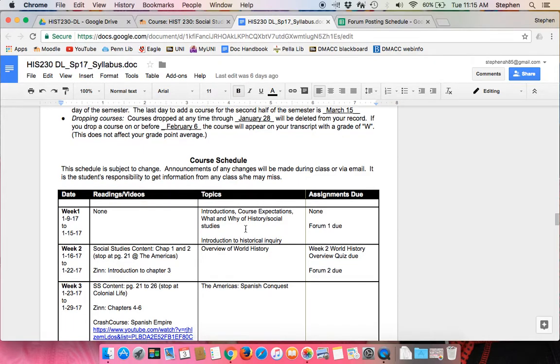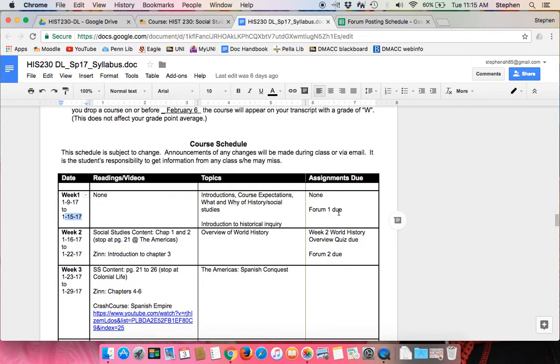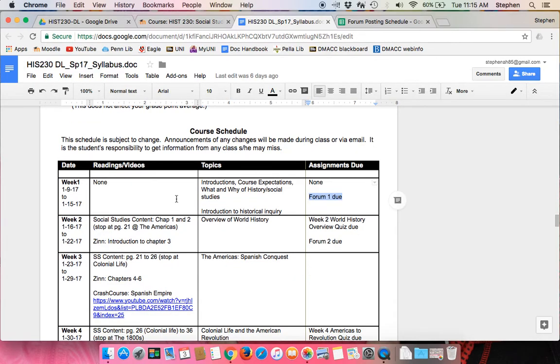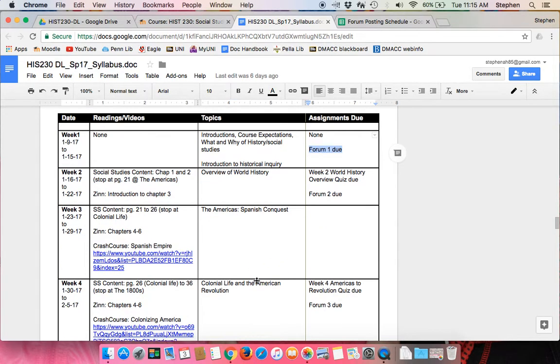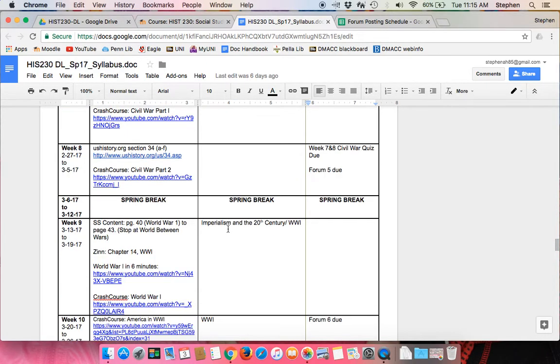Here is the course schedule. Like I said, it's organized by weeks, running from a Monday to a Sunday. Please note that our forums, the posts and replies, are due by Sunday at midnight. So when it is your turn, when you are scheduled to post, you need to have a post done by Sunday at midnight. Replies, same thing, by Sunday at midnight. Here are the different weeks that you can see. I won't walk through these, as you can take a look at them.